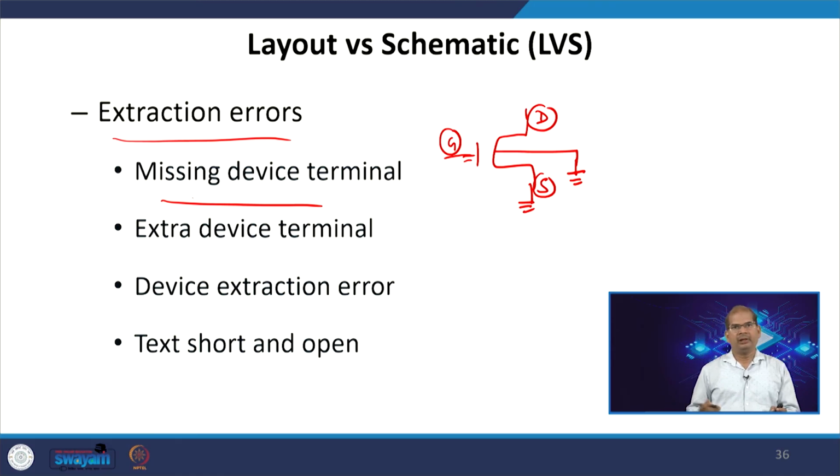So, then if you have an extra device terminal, if you connected those, that will also show as error. Then you have device extraction errors, net shorts or opens. If two of the nets are shorted or open, those things will also show as error.